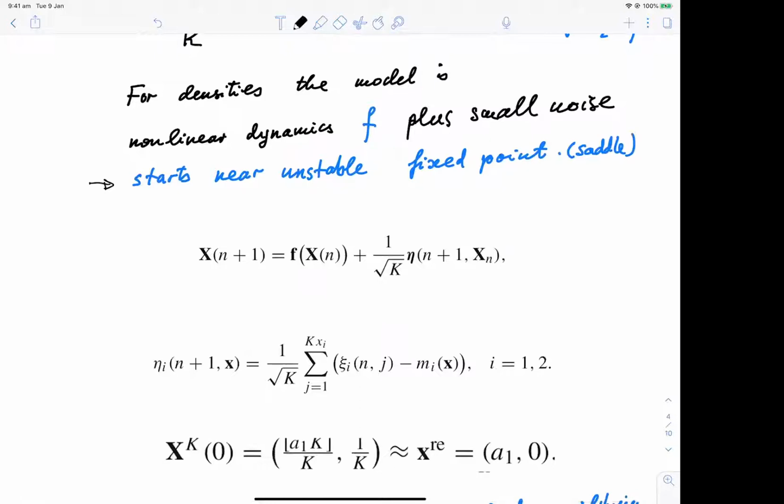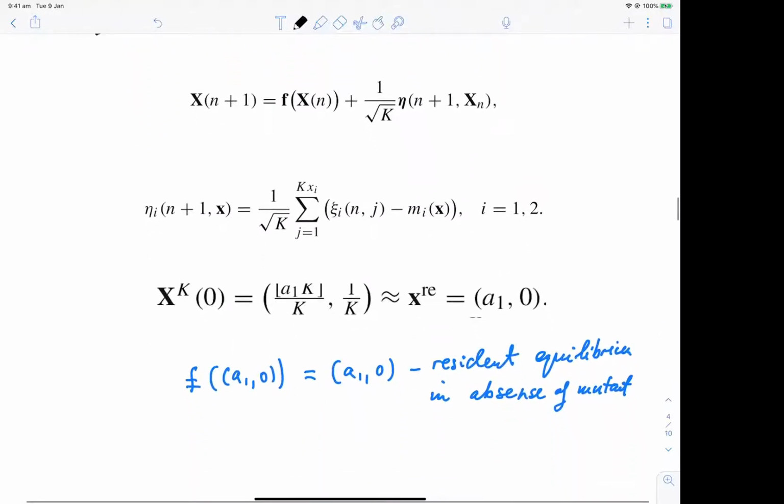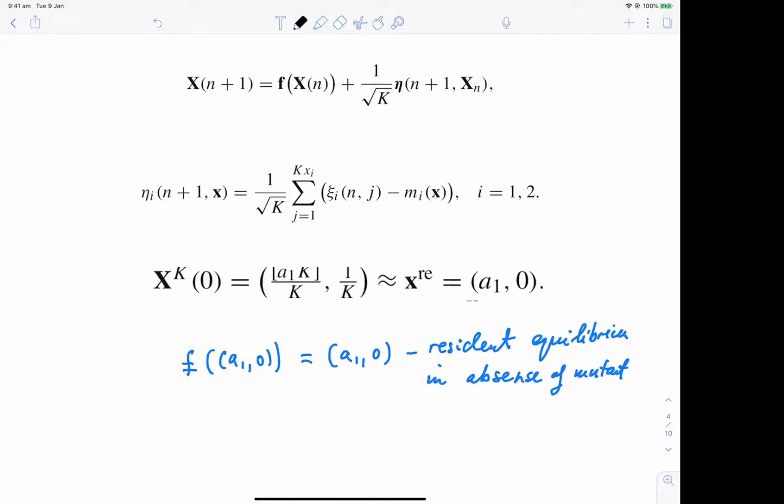So this is how the model can be represented. At the time n plus 1, it is just a deterministic dynamics F at the point X_n plus noise of size 1 over root k. And the initial condition is A1k over k and 1 over k, which is very close to the point (A1, 0). Now the point (A1, 0) is a fixed point of the dynamics F, so F of x is equal to x. It represents the resident equilibrium when there is no mutant present. So it's a saddle point. It would have been stable for the host population.